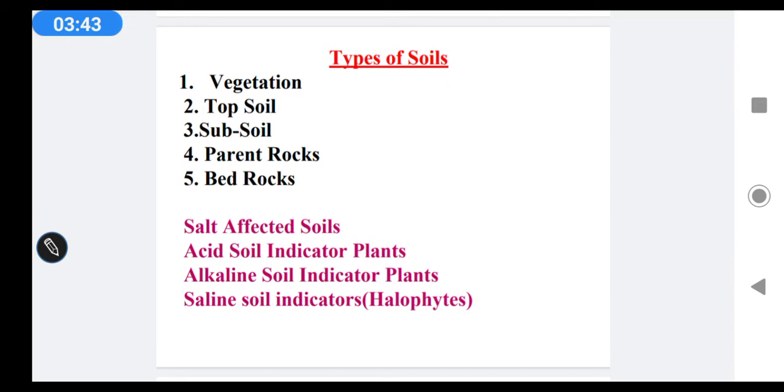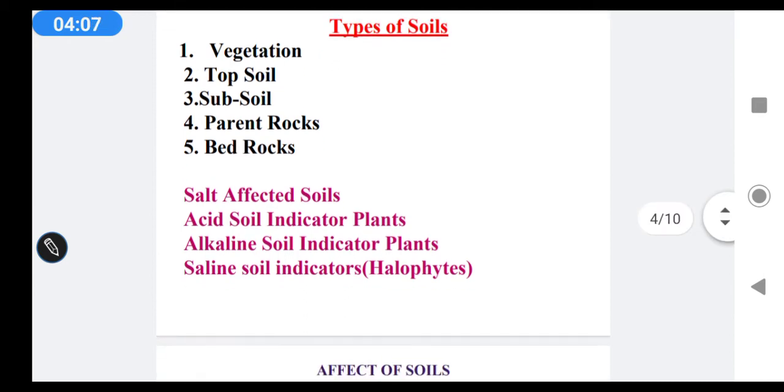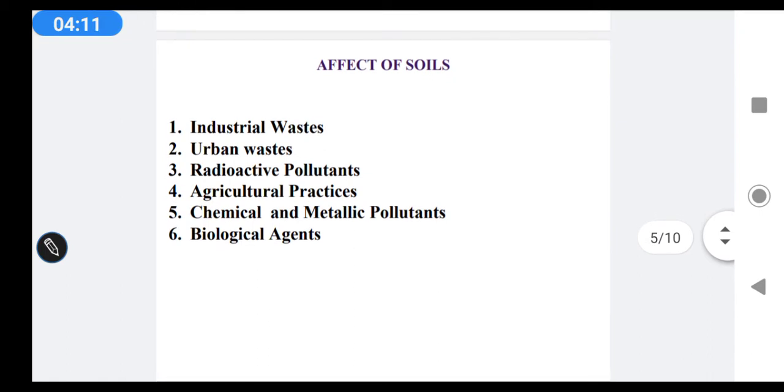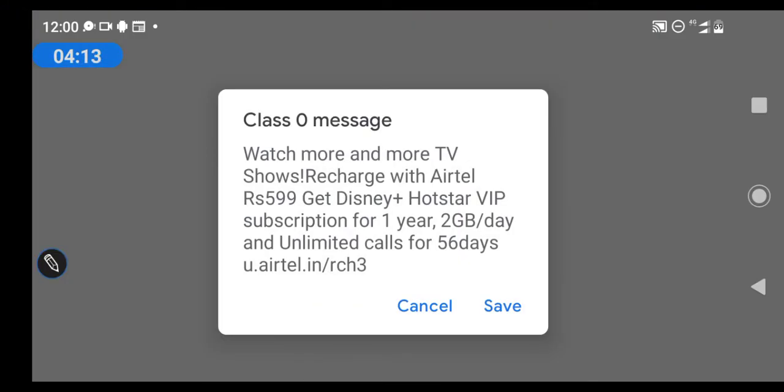You can see that soil itself indicates some plants. Salt affects the soil; if we use more salt, it affects the soil. Acid soil has indicator plants: if acidity is there, the soil indicates the plant. Alkaline soil indicates its plants. Saline soil indicates halophyte plants. So the soil test will indicate what plants will grow. Next we will see the major effects on soil.